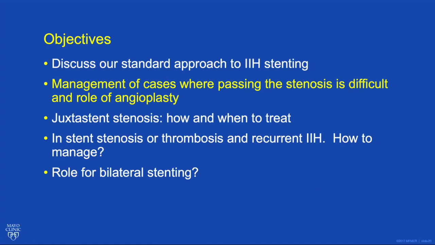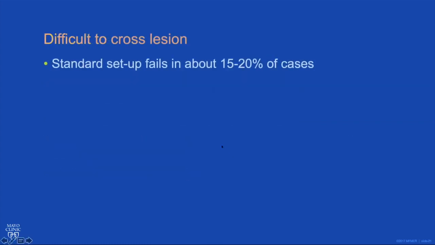All right. So now I'm going to go over cases where passing the stenosis is difficult and discuss the potential role of angioplasty. The standard setup that I described earlier probably doesn't work in 15 to 20% of cases. Either we can't get the Sophia across the lesion, so we have to use a 27 microcatheter like a rebar, or there is difficulty getting the wall stent across the lesion without using a Navion across it or doing angioplasty. So our setup works in a vast majority of cases, but in about 15 to 20% of cases we've had to modify.